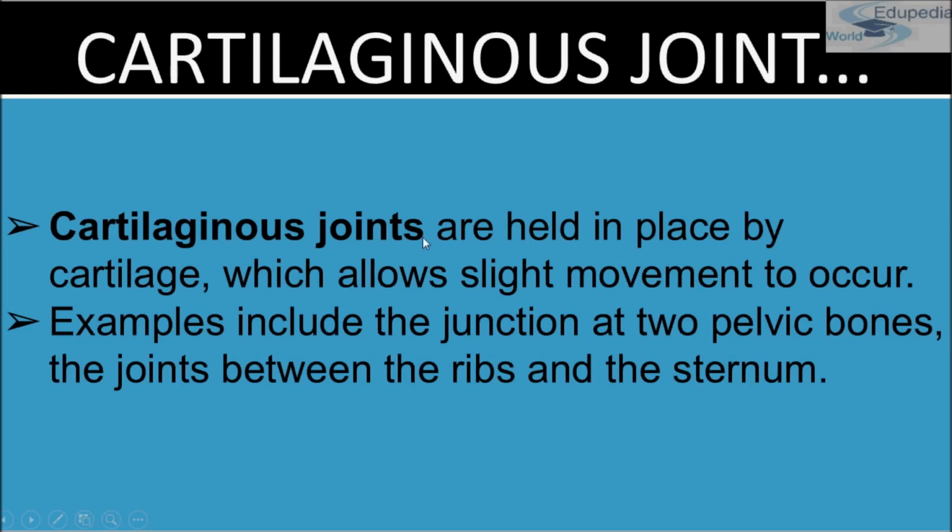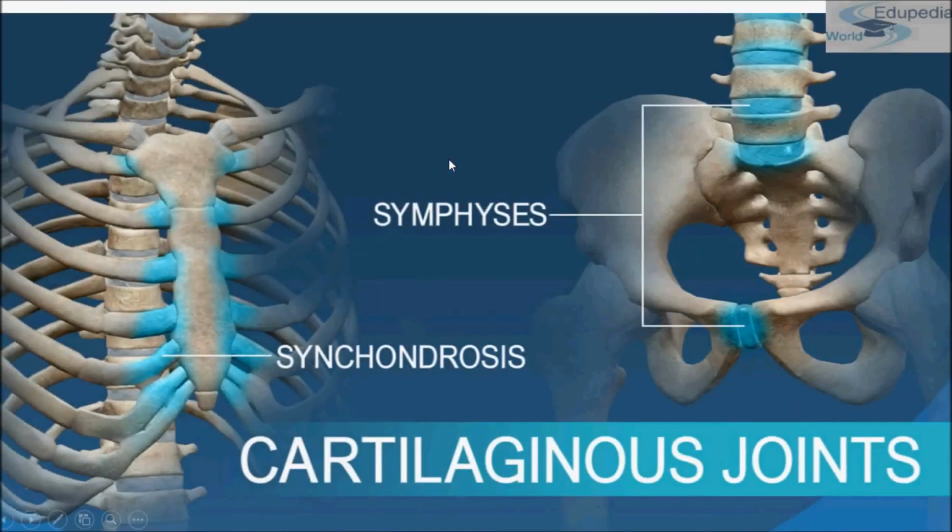For example, it includes the junction of the two pelvic bones and the joint between the ribs and the sternum. That means only slight movement takes place, be it a joint between adjacent vertebrae of the spine, or one that permits very limited movement. Now this is a cartilaginous joint.